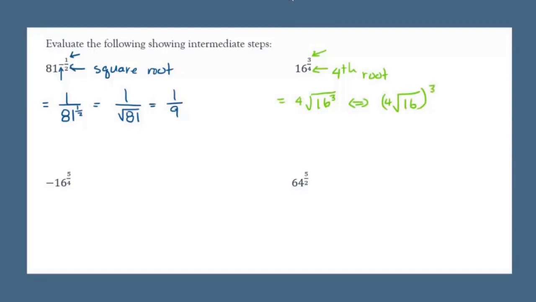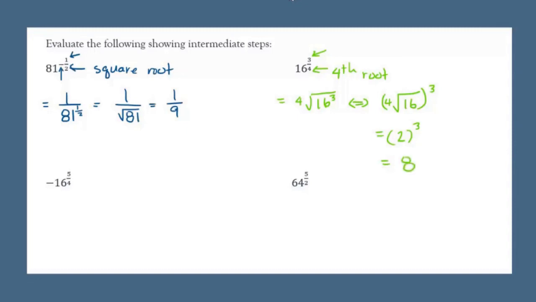I prefer to take the 4th root of 16 first because it keeps my number small. This way I can evaluate the expression without reaching for my calculator. What is the 4th root of 16? What number times itself 4 times is 16? The answer to that is 2. The 4th root of 16 is 2. We've yet to raise it to the power of 3, so we'll do that now. 2 to the power of 3 is, of course, 8.